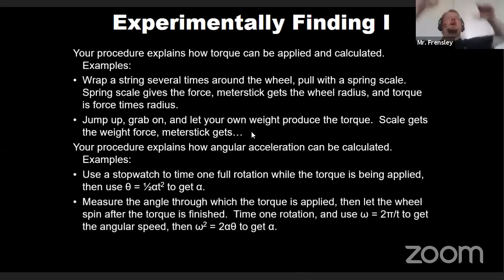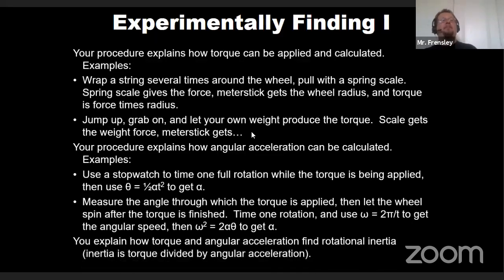Another thing you could do is pull for a certain number of rotations, that gets you the theta, and then time one period after you stop torquing it, and that would get you the omega. Omega is 2 pi over 1 period after you're done torquing it, and then use omega squared equals 2 alpha theta. There's another way with omega equals alpha t that you could have used.